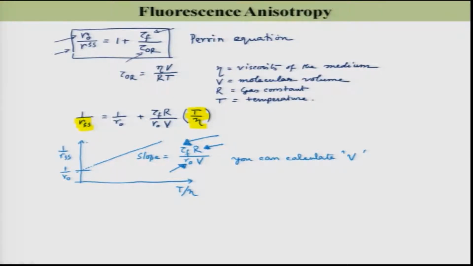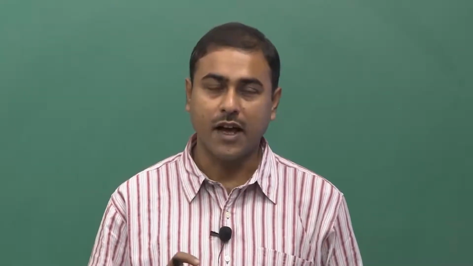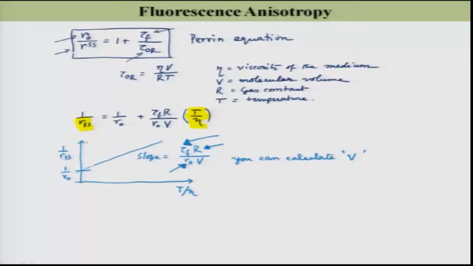With this you can actually determine the size of, let's say, a protein that is getting denatured. Once the protein is getting denatured, the size will increase, and if you have one fluorophore already attached to the protein, then by measuring the fluorescence anisotropy, that means by measuring this Rss value, you will be able to see at this particular condition what is the volume of the protein, that means the size of the protein, and so on.